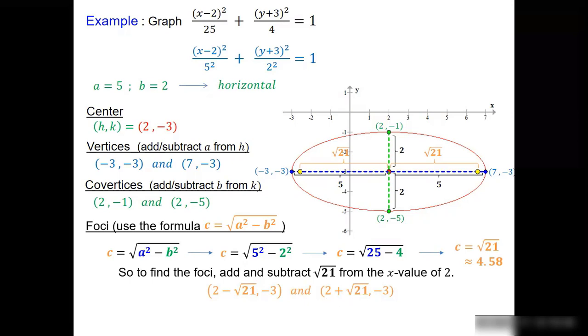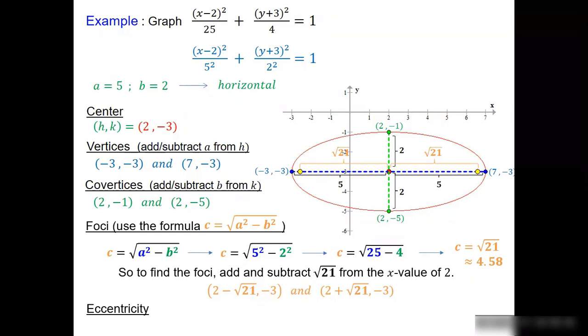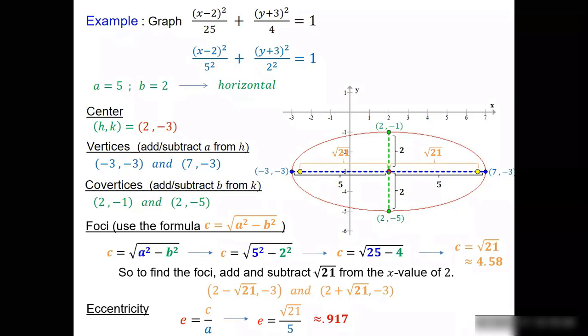The last thing we want to find is our eccentricity. It appears that this one is pretty eccentric. It's pretty elongated. It's spread out quite a bit in one direction. And the reason we're going to be able to see that this has a pretty large eccentricity is that the value of C, root 21, is pretty close to the A value of 5. So remember that E is nothing more than just the square root of 21 over 5, because of the fact that this was our formula. And now, if I were to change this into a decimal, I'd see that the answer is 0.917. Notice that that's a value that's less than 1.